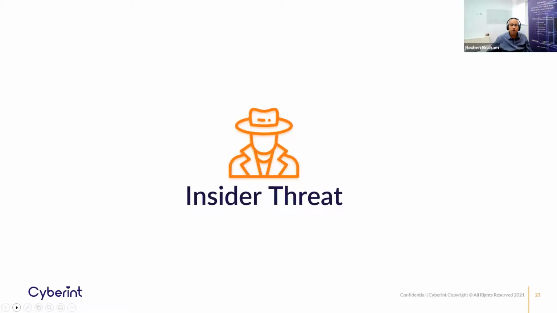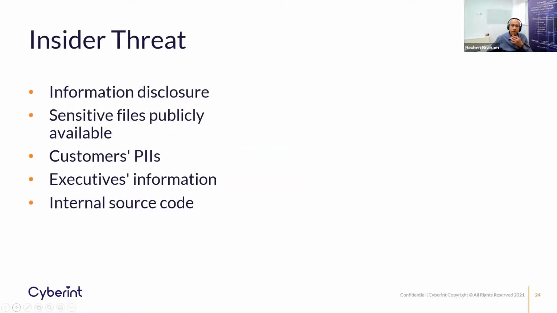So from the outside, you can really understand what the threat of the insider was, and whether it's an information disclosure: a sensitive file that was publicly available, customer and employee PII, source codes, and log-ins, and multiple other things that are possible.